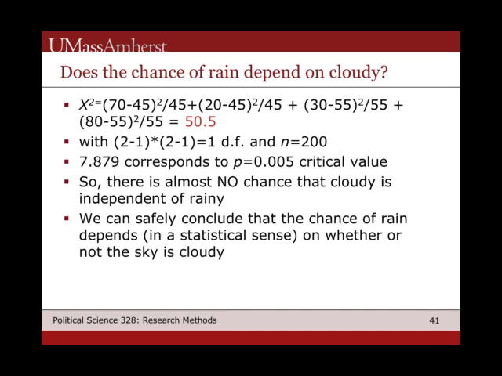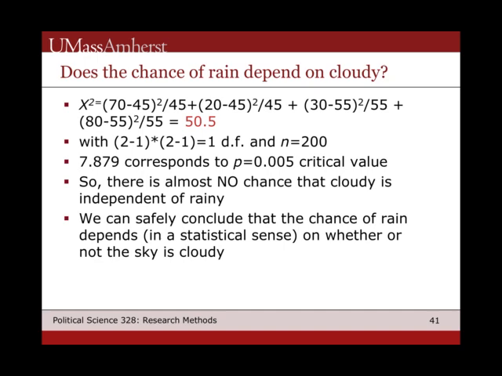So in this case, we can now answer the question: does the chance of rain depend on whether or not it's cloudy? We see that we have a chi-squared statistic of 50.5 with 1 degree of freedom and n equals 200. The statistic you need to exceed is about 7.9, and our probability is very, very low, which basically means those things are not very likely to be conditionally independent. So there's almost no chance at all that cloudy is independent of rainy, and we can safely conclude that the chance of rain depends in a statistical sense on whether or not the sky is cloudy.